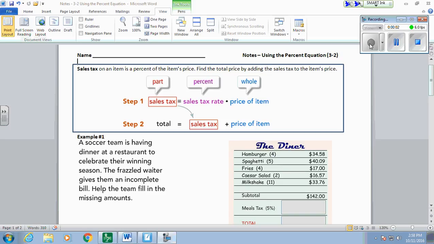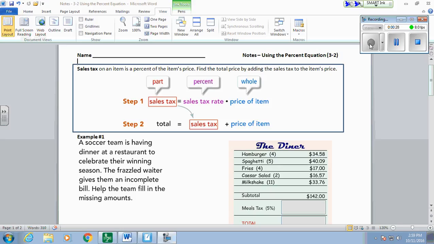Hello, we're talking about notes 3-2, using the percent equation. As I said before in class, we really need to make sure that we are using the equation to solve the problems. You need to make sure that you understand how to solve the equation and to set up the equation. So to discuss today's notes, we're going to be talking about things such as sales tax, tips, and commission.